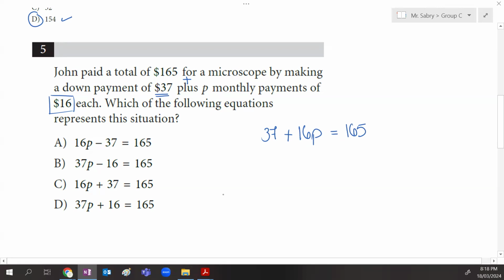When we look at the choices, this is exactly the same as choice C. 16p, which are the monthly payments, and then add to that the down payment that you did at the beginning. This should get me the total payment for the microscope. Does that make sense?